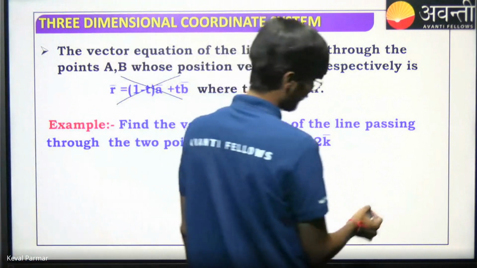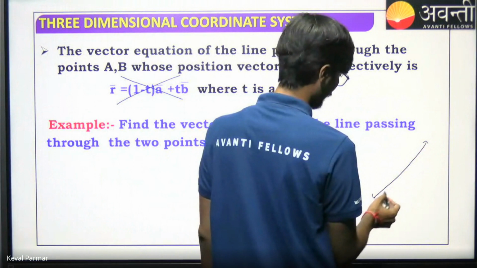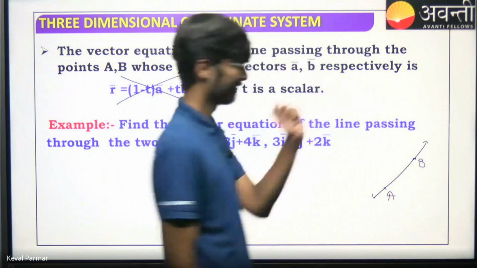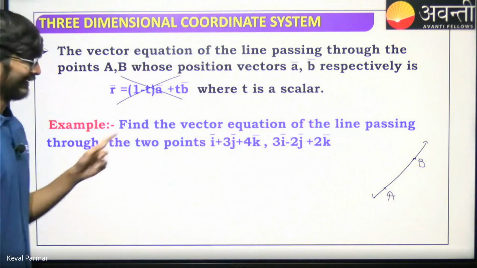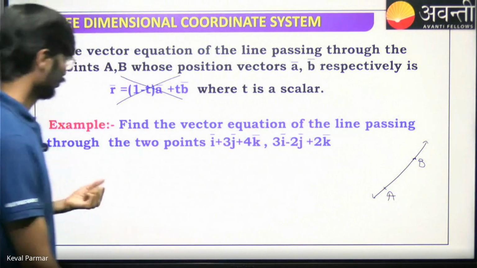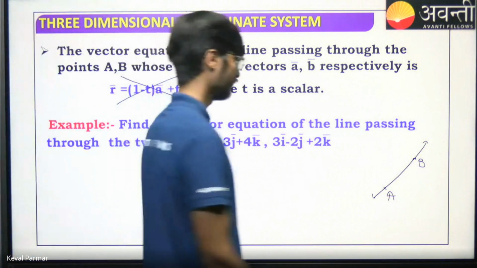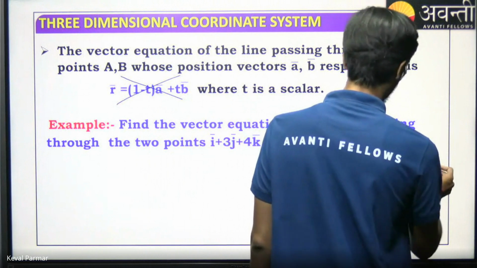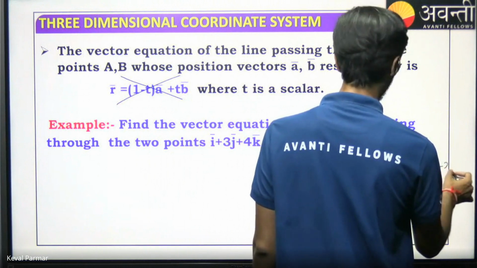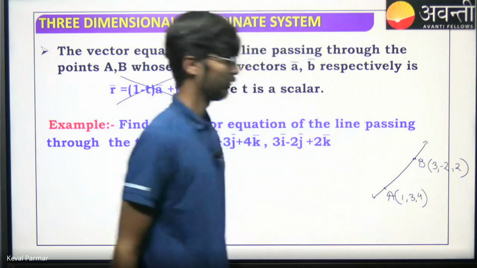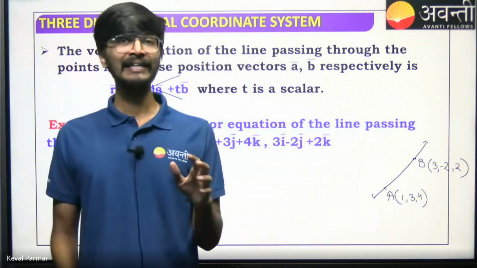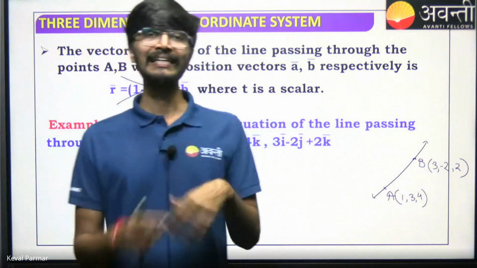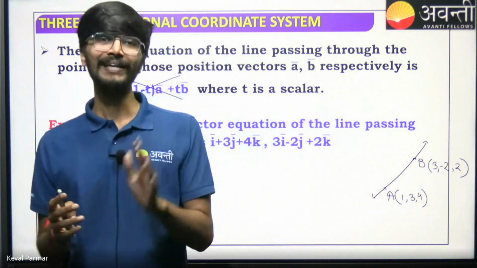Let's say this is the line, and here we have 2 points A and B on it, as given in the question. Find the vector equation of the line passing through 2 points. One of the points is 1, 3, and 4, and the other, B, is 3, minus 2, and 2. So, I need a point. We have 2 points. That is the point we have. I need the direction, or vector along the line.